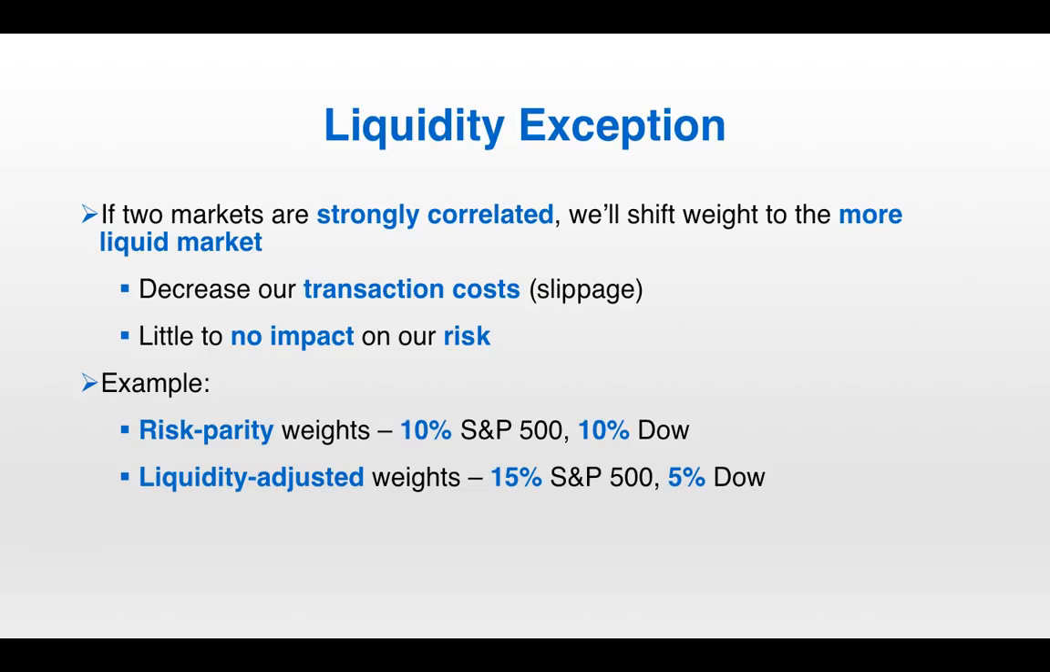So as an example, let's say the risk parity weights say we should be trading 10% in the S&P 500 and 10% in the Dow. Because S&P 500 futures are much more liquid than Dow futures, and because they're very strongly correlated, we might shift the weights to be 15% in the S&P 500 and just 5% in the Dow. And this is done discretionarily. There's no formula for doing this, but the big idea is that if they're very strongly correlated, adjusting the weights isn't really going to change the risk, but it will for sure decrease our transaction costs, so it's worth doing.